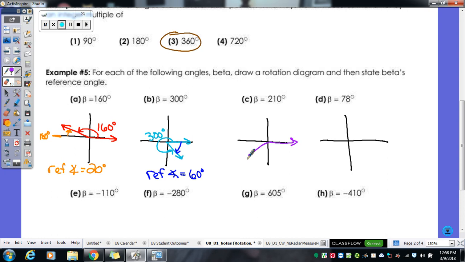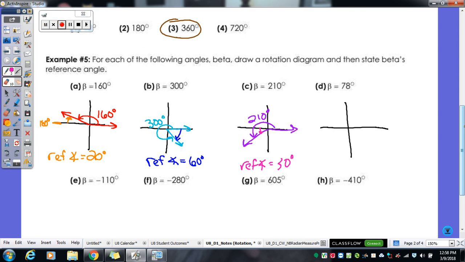So then C, 210 is down here in quadrant 3. So our reference angle would be this little angle here. 30? It is 30. How do you decide between choosing either 180 or 270? You never use 270 because that's the y-axis. Reference angles are always connected to the x-axis. So you're using basically 0, 180, or 360. Because reference angles are always less than 90.